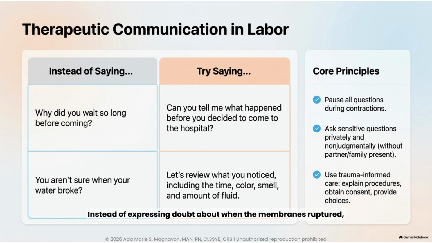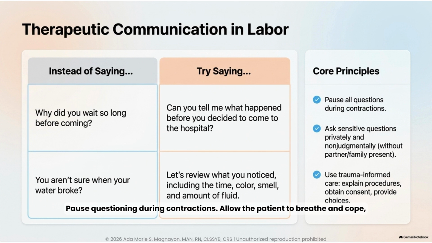Instead of expressing doubt about when the membranes ruptured, help the woman recall details by asking about the time, color, odor, and amount of fluid she noticed. Pause questioning during contractions. Allow the patient to breathe and cope, then continue when she is ready. Ask sensitive questions privately, particularly those involving substance use, intimate partner violence, sexual history, or personal safety. Use trauma-informed care by explaining what will happen, requesting consent, and offering choices whenever possible.